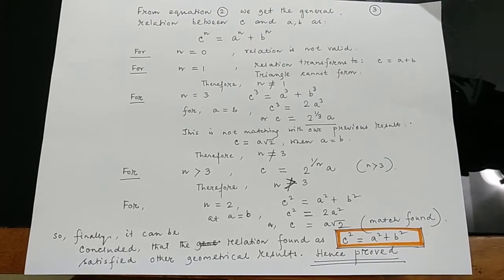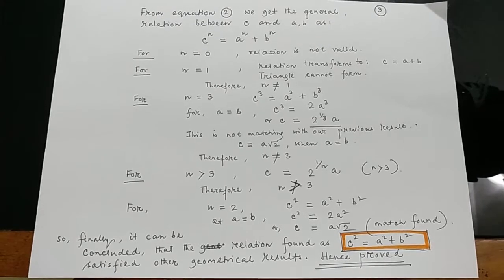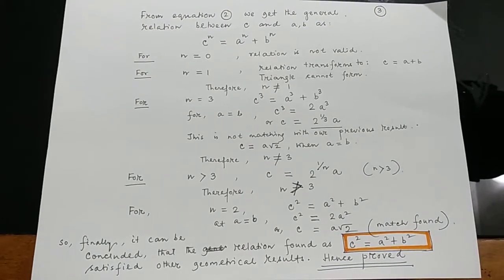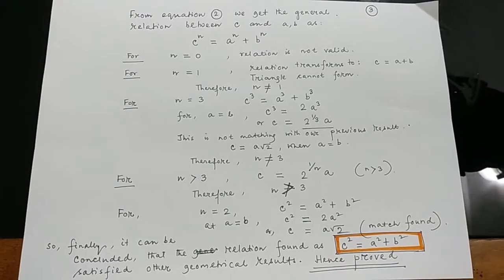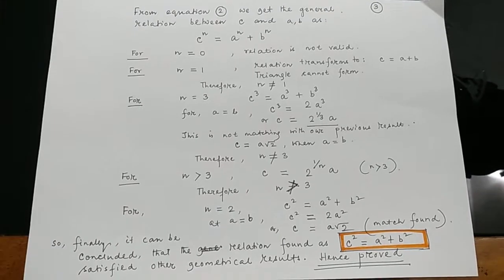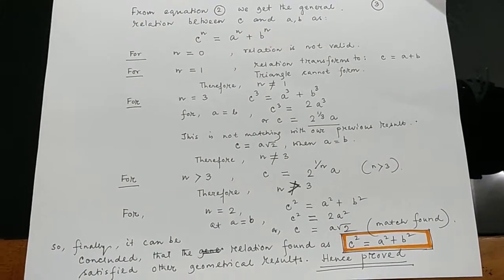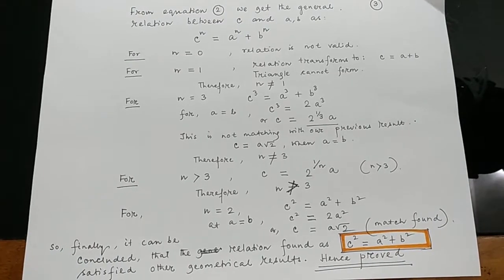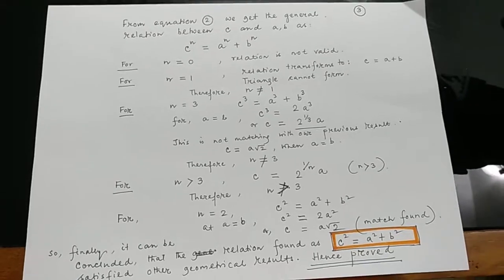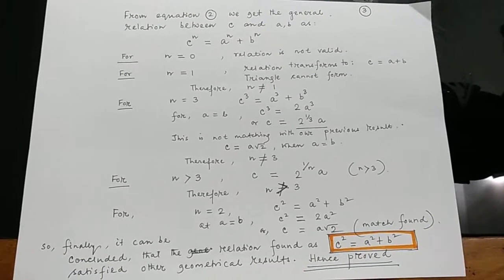We find that when n equal to 0, the relation is not valid. When n equal to 1, we get a conclusion c equal to a plus b. Already we have proved that triangle formation is not possible. When we put n equal to 3, we find that when a equal to b, c takes a value of 2 to the power 1 by 3 or cube root of 2 into a. But earlier, we have already proved that when a equal to b, c equal to root 2 a. So n cannot be 3.